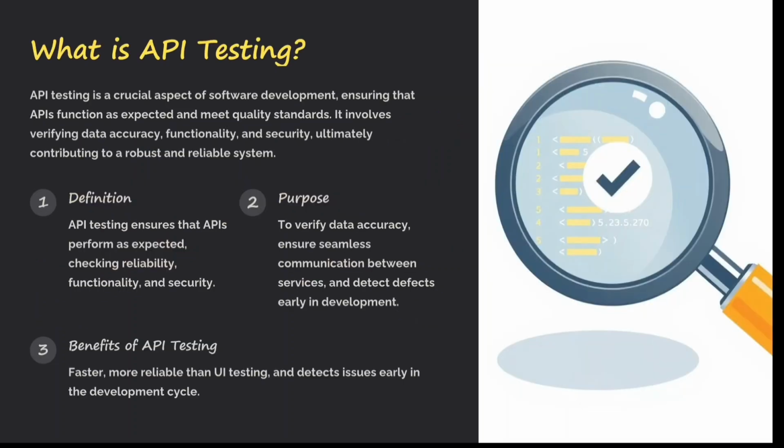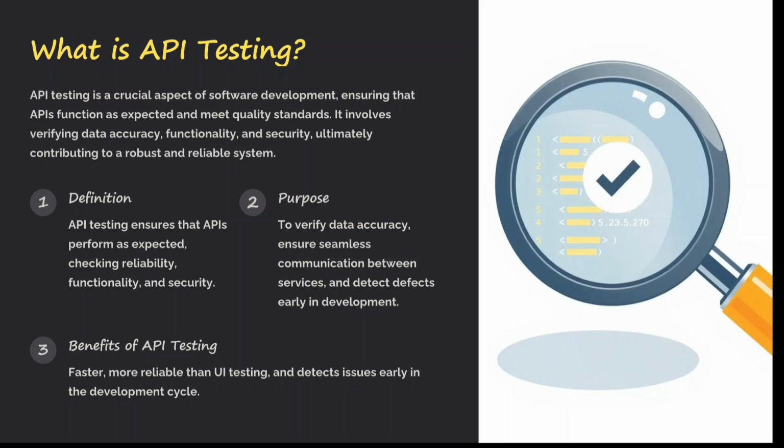Now, what is API testing, guys? API testing is a software development part where we check the API functionality. We check whether this API meets our quality standard or not, and we verify the data accuracy, functionality, and security of the APIs. So mainly we perform checks on the reliability, functionality, and security of the APIs.